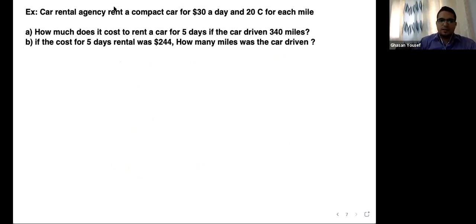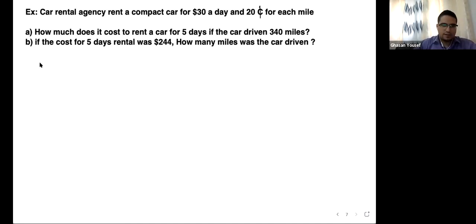Suppose I have a car rental. This car rental charges $30 per day and 20 cents for each mile you drive. Like U-Haul. Do you know U-Haul? They do the same thing. They charge you for the day and for the mileage you use. So first of all, how much does it cost to rent a car for 5 days if the car is driven 340 miles? I have to make a model.